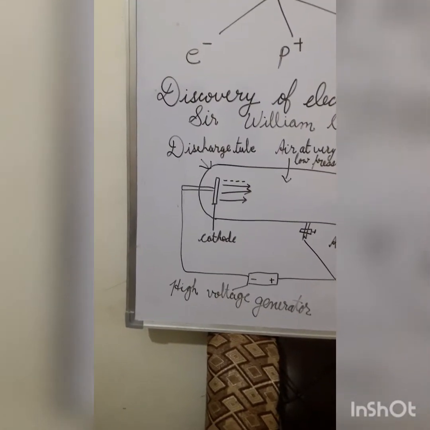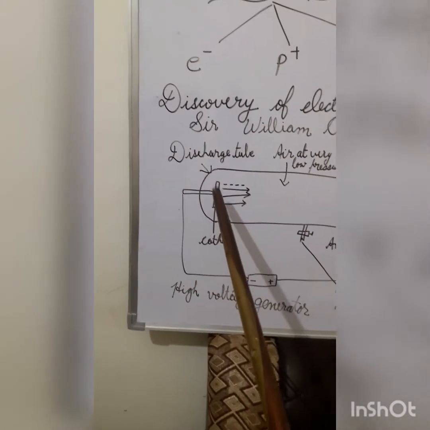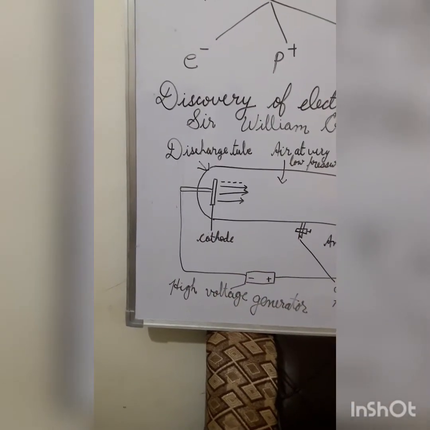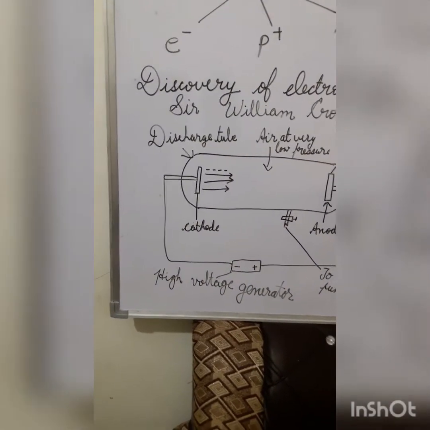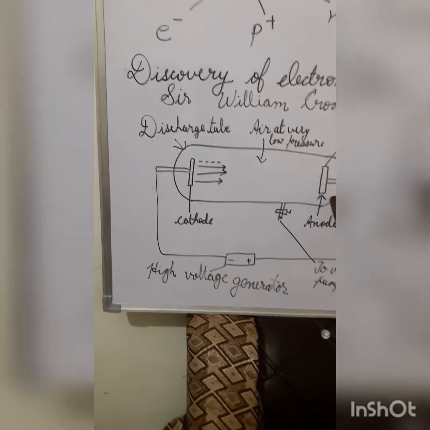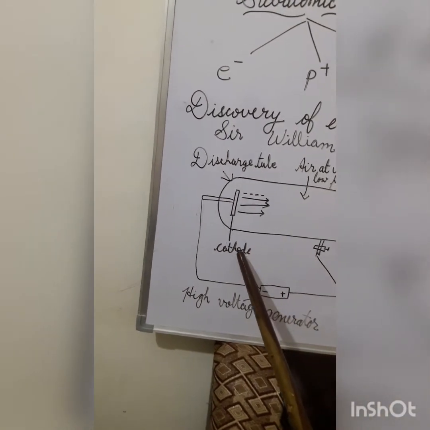This showed that some rays were produced from the cathode and had moved from the cathode towards the anode, causing the gas at low pressure to glow. He named the rays as cathode rays because they were generated from cathode.